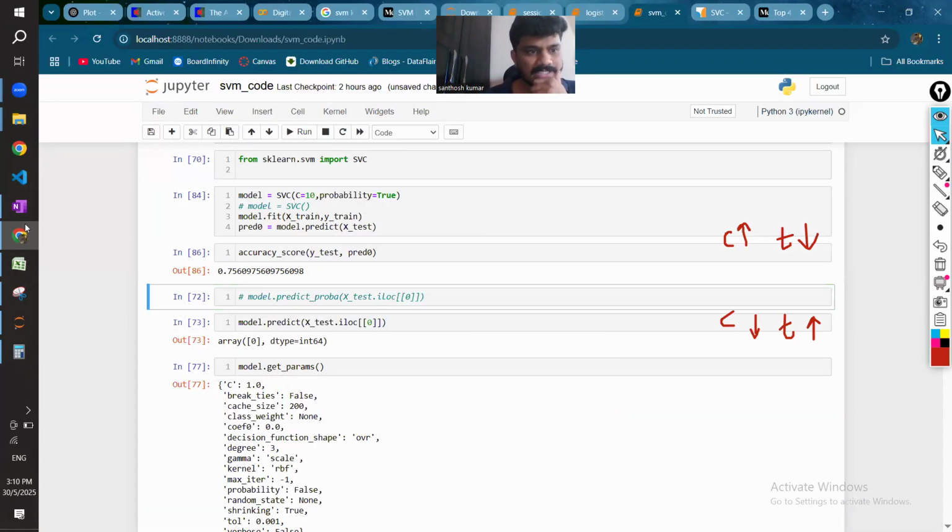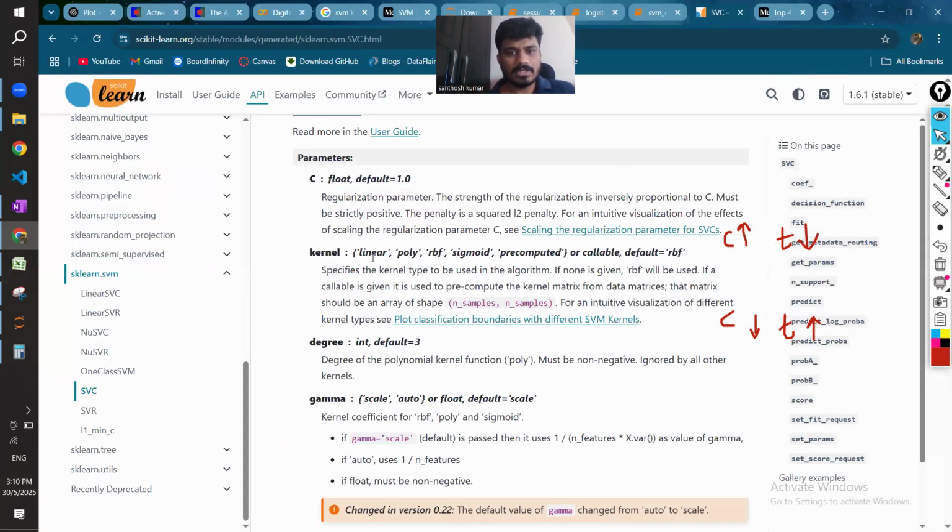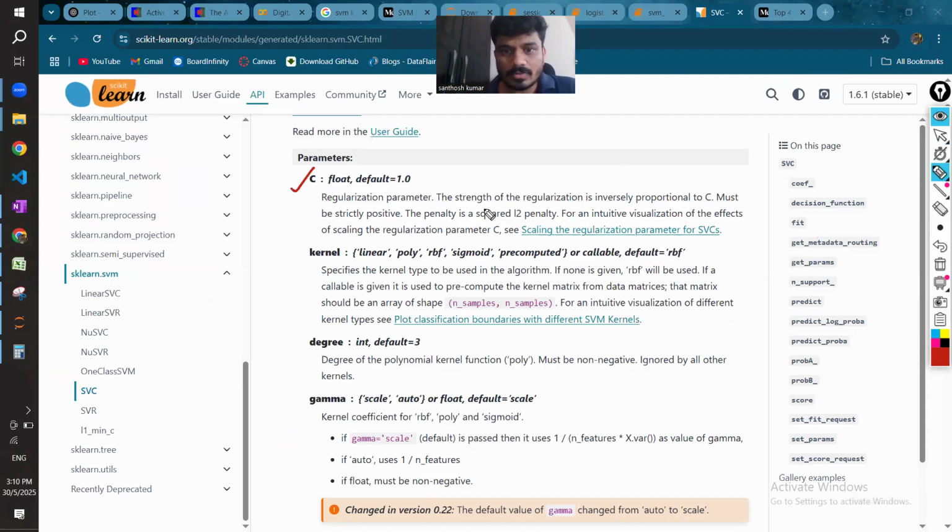Anyways, that is one parameter. C will control the regularization. The strength of regularization is inversely proportional to C, and it must be strictly positive. The second thing is the kernel part. The kernel is what type of kernel you want to use to transform your data, whether it is linear, polynomial, RBF, sigmoid, or precomputed, if you want to give your own math function.